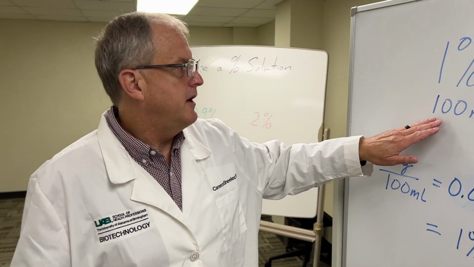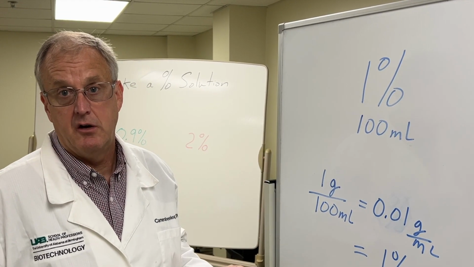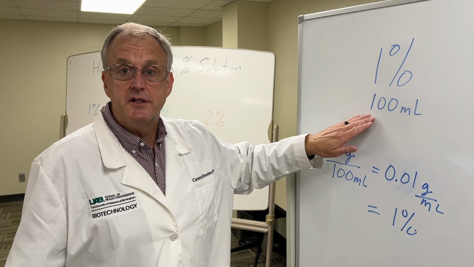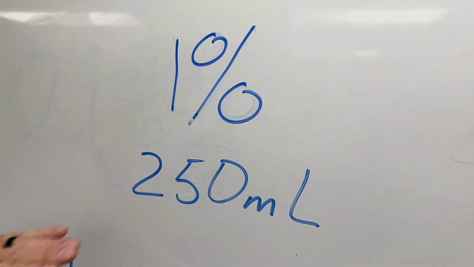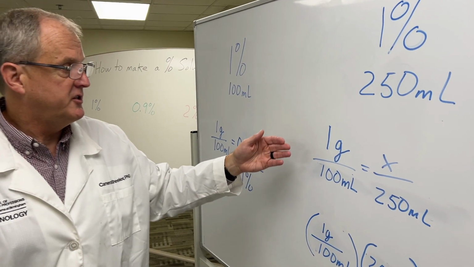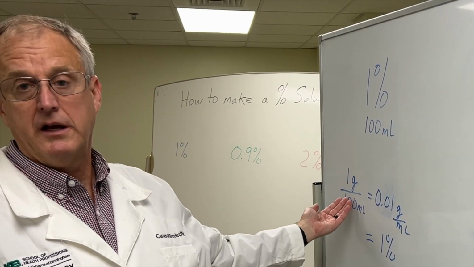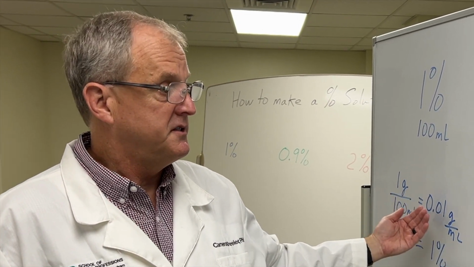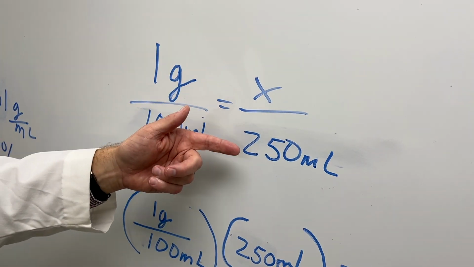Now I just showed you how to make a 100 mil solution. Or if I want to make a gel, that's a 1% gel, and I need to make 100 mils, we'd have to dissolve it into the buffer. Well, what happens if I want to make 250 mils of a 1% solution? Very simple. Let's just use our basic 1 gram per 100 mils. As you know, that gives us 1% of 100 mils. But why don't we have the same ratio equals X over 250 mils?